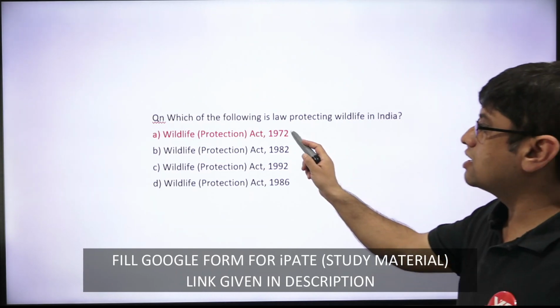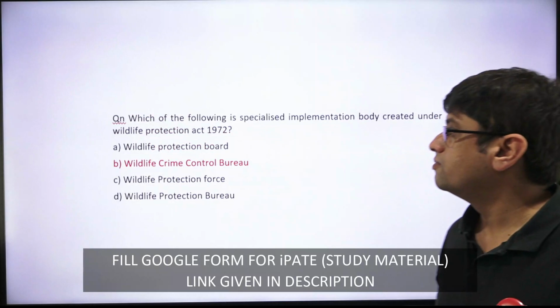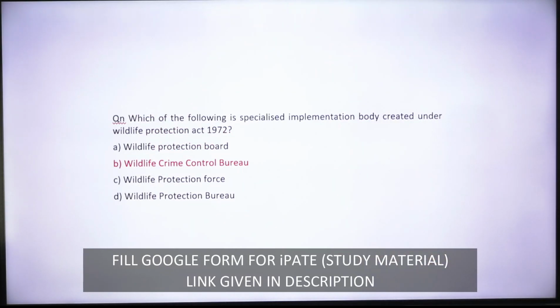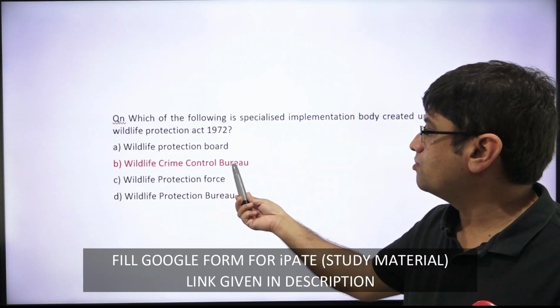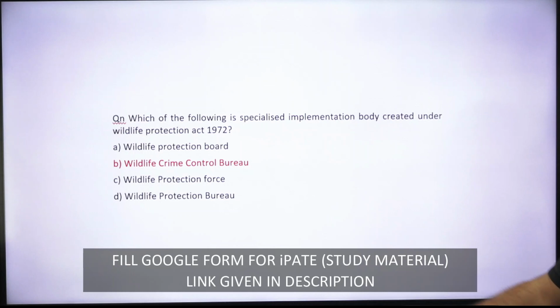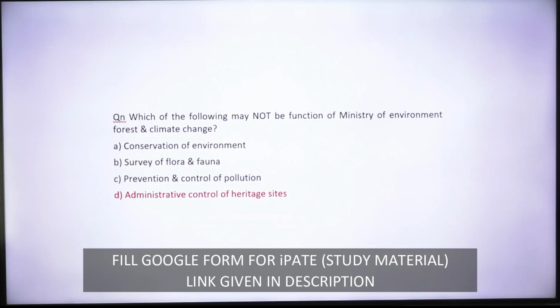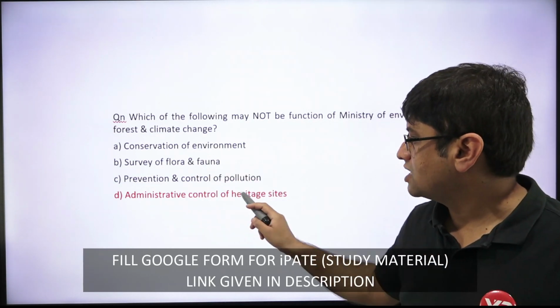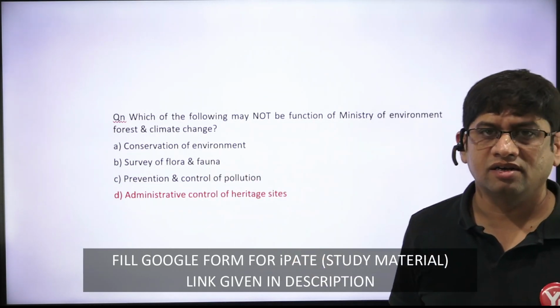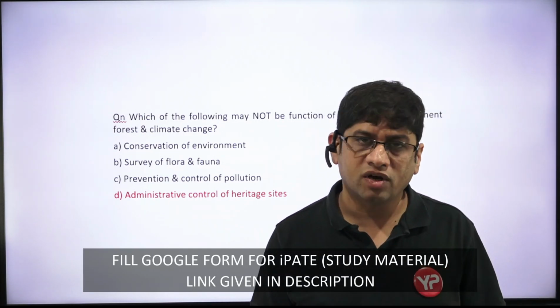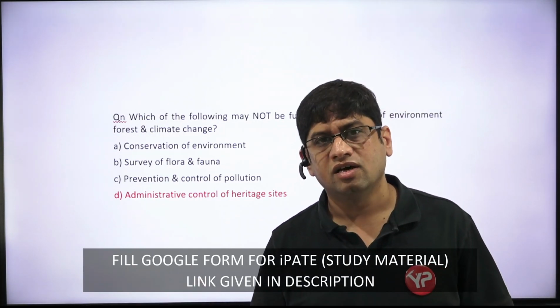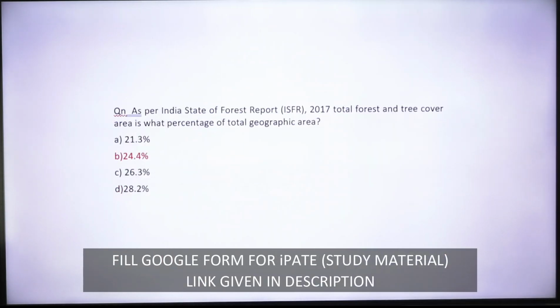You need to remember their names, when the law was made, these kind of things are important. Which of the following is a specialized implementation body created under the Wildlife Protection Act? So that is the Wildlife Crime Control Bureau. That is what we just discussed. Okay, now next is which of the following may not be a function of the environment ministry? Function is a very important part of this topic which is mentioned in the syllabus. So all these are the functions, but yes, heritage siting, administering national parks is one part, but not heritage. Have we read that it will protect heritage also? That we have not read.